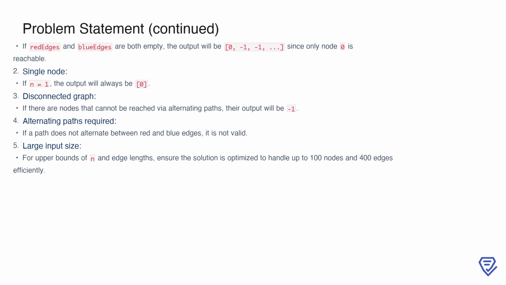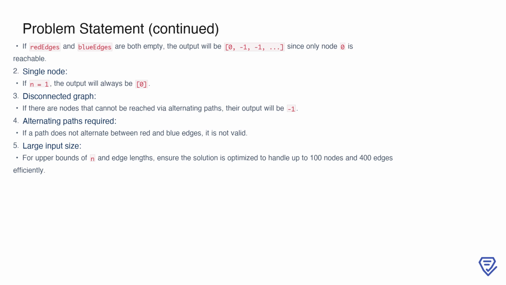There are several edge cases to consider in this problem. First, if both red edges and blue edges are empty, the output will be 0, -1, -1, because only the starting node 0 is reachable. Second, if there is only one node, meaning n equals 1, the output will always be 0, since there are no other nodes to reach. Third, in a disconnected graph where certain nodes cannot be reached via valid alternating paths, those nodes will have a value of -1 in the output.